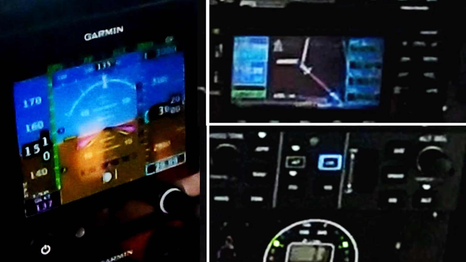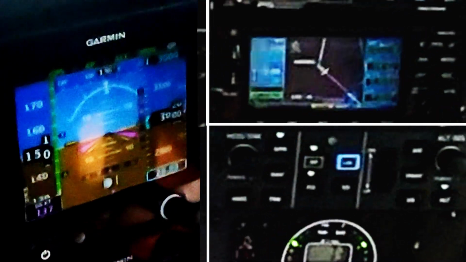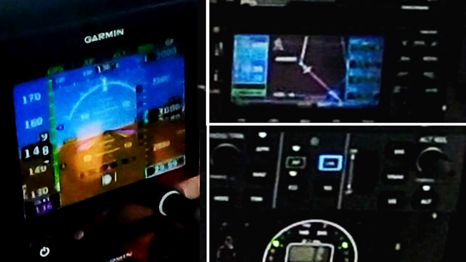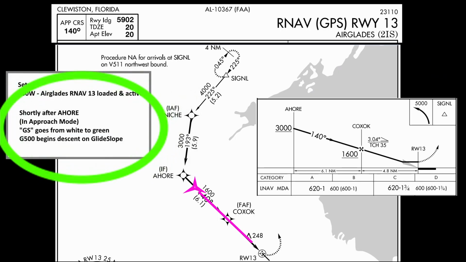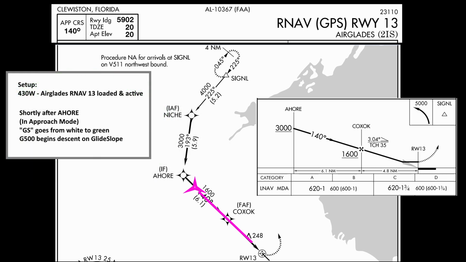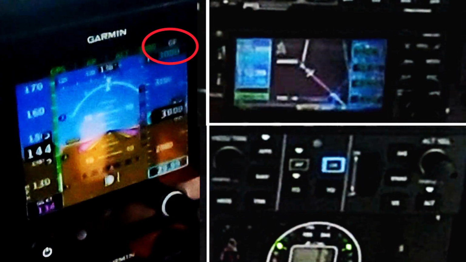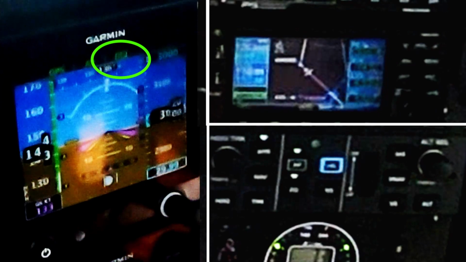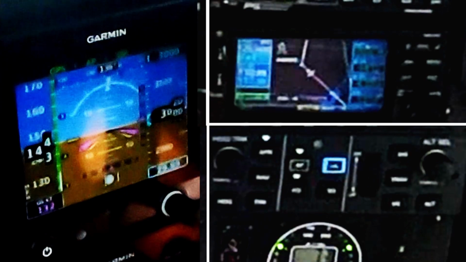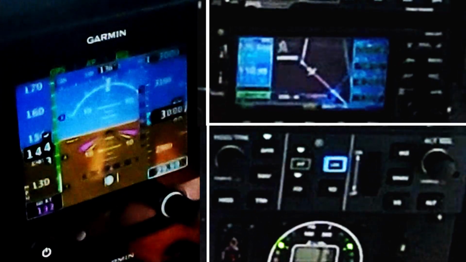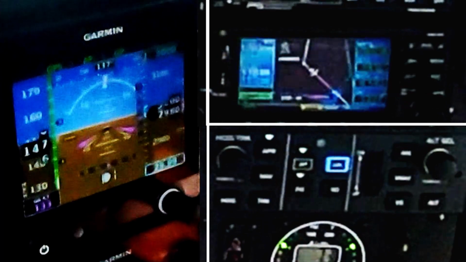So here we are making the next to the last leg. Just picking up, all right, where you see here on the screen, glide slope goes from white to green, and the G500 begins tracking the glide slope. Here it's white, and there it goes to green. Nothing changes over on the G500 control unit, but we do begin the descent and cross over the next named waypoint.